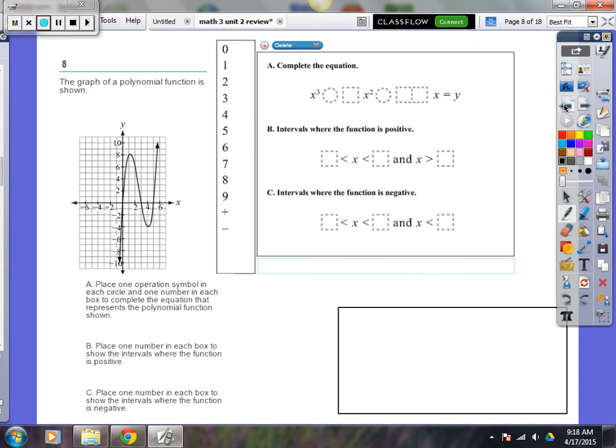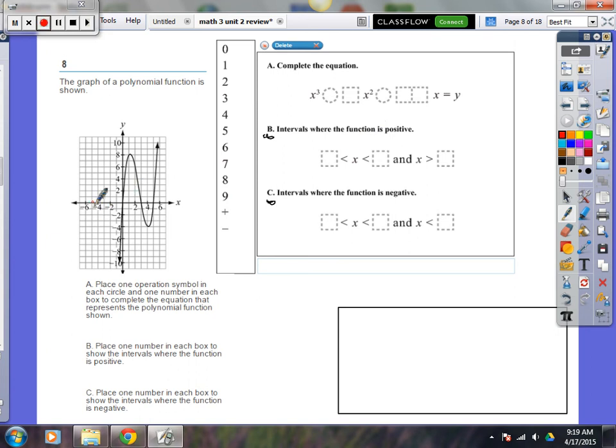Okay, 8. B and C, I think they might ask you. I doubt they're going to ask you to do A. So let's look at B and C first. Where is this function positive? This function is positive when, let's look.